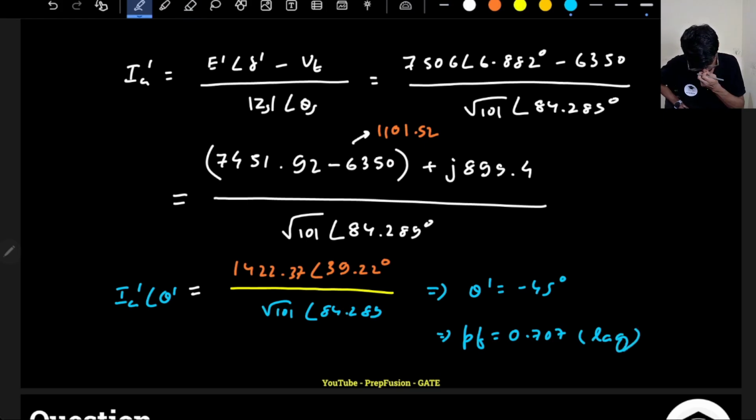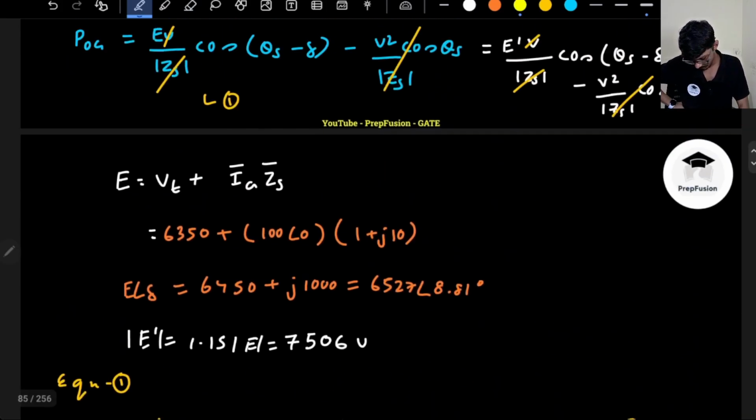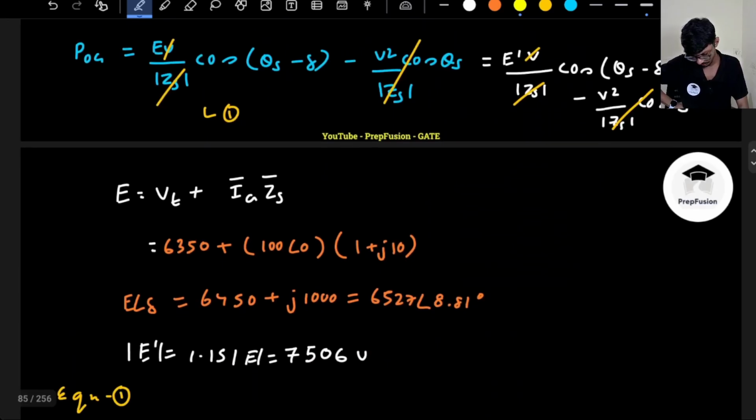What about the current? I dash magnitude, if I want to write it, will be 1422.37 divided by 101 under root. So it comes out to be 141.53 amperes. This will be the answer of this question. Pretty straightforward and easy to understand. I hope I have done everything correctly here. Yes, everything is done correctly.